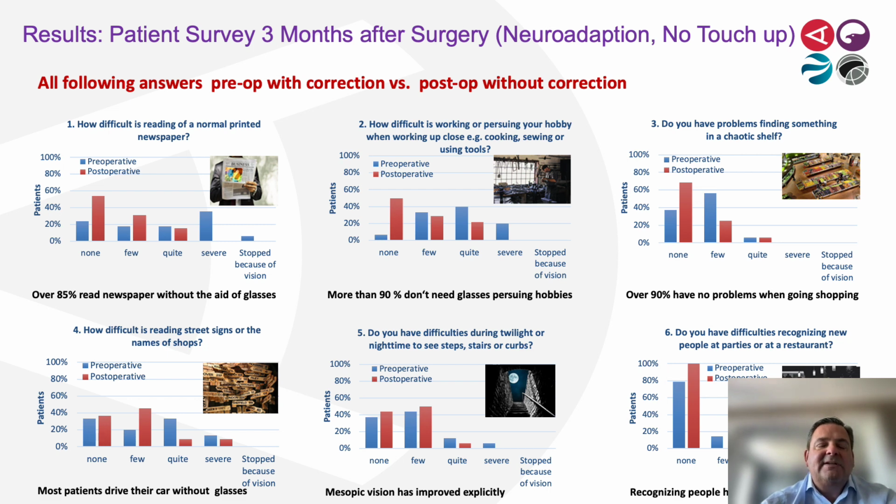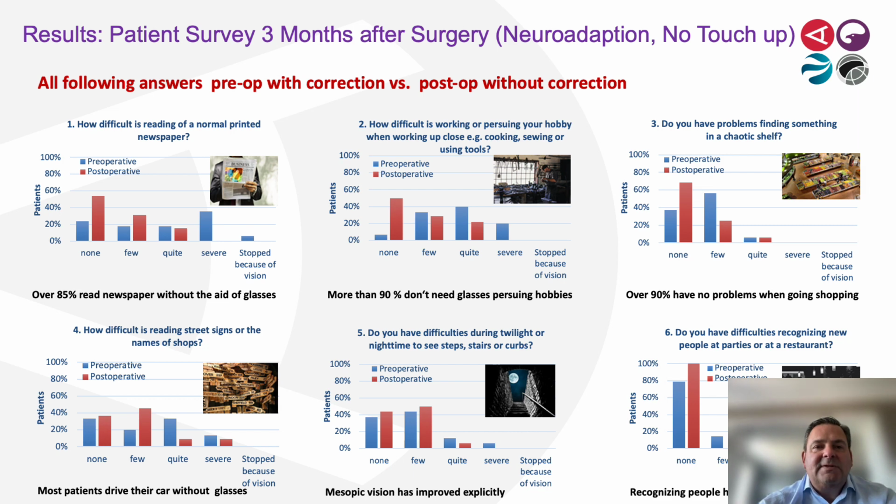And the comparison was all patients pre-op with correction, glasses and contact lenses, and post-op without correction. So over 85% were reading a newspaper with the aid of glasses. I think we got better in this as we are using more near addition now. So I will, of course, make a new survey again.